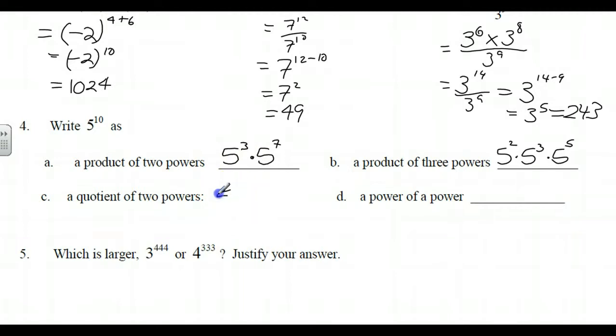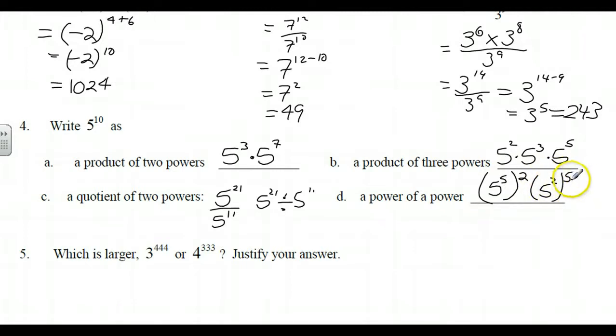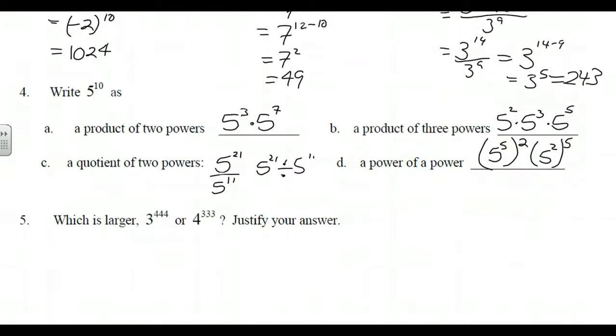As a quotient of two powers, 5 to the 21. So we need two numbers that have a difference of 10, 21 minus 11. And this could have been written as a division statement like this, 5 to the 21 over 5 to the 11. Power to a power, how about 5 to the 5th? Now I need two numbers that multiply to 10, so 5 to the 5th squared, right? Or, you know, you could have done 5 squared to the 5th. You couldn't do a 3 here, right? Not yet you couldn't, but at some point we will.